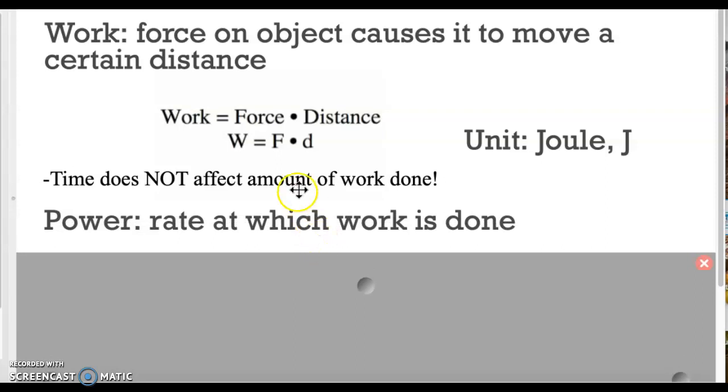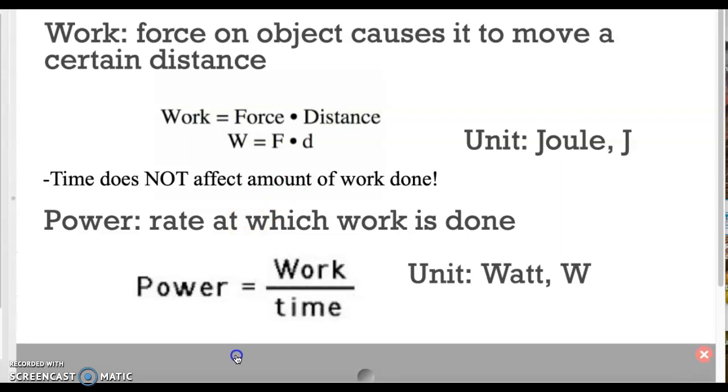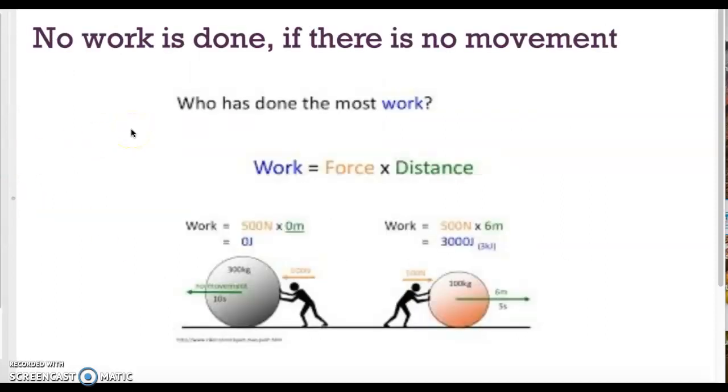Now, power is the rate at which work is done. So you have to use the work unit and time to find out how much power there is. Power equals work divided by time. And we use watt, a W for watt, when we're calculating power. One thing I want you to know is that if there is no movement, then no work is done.